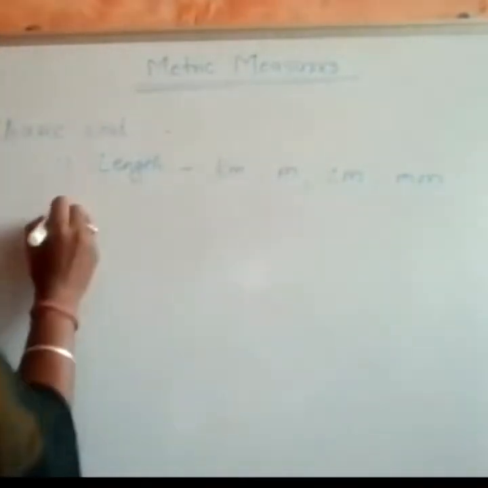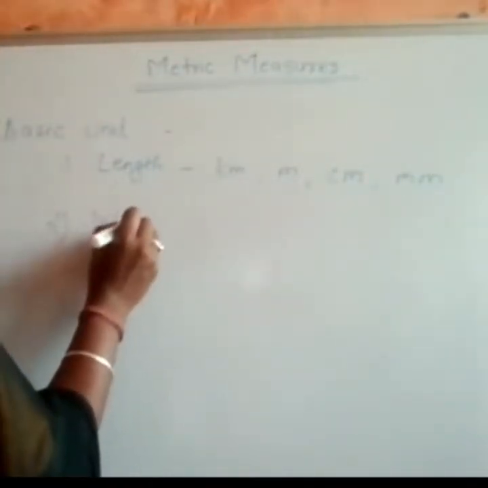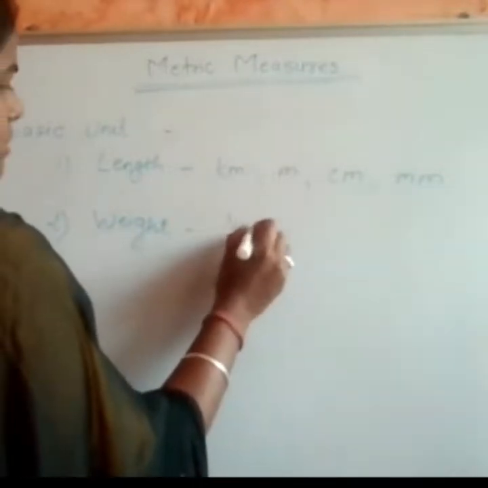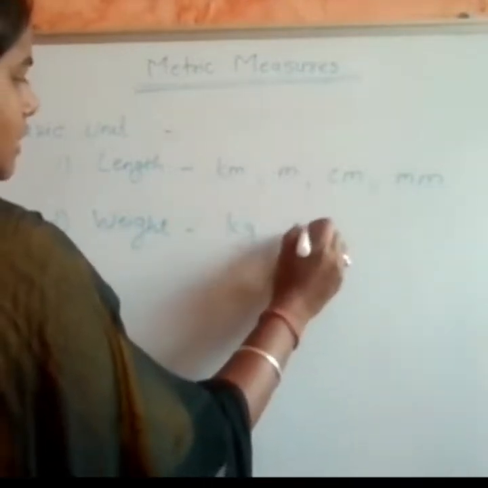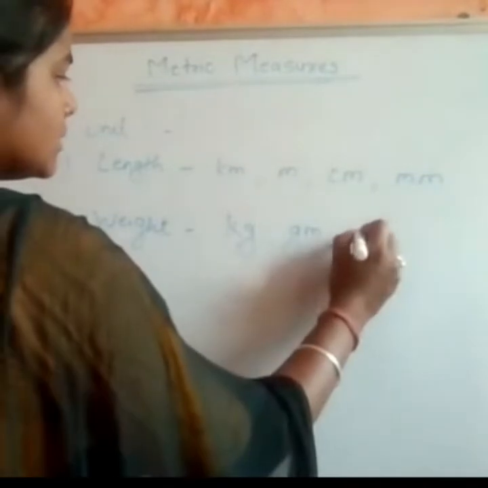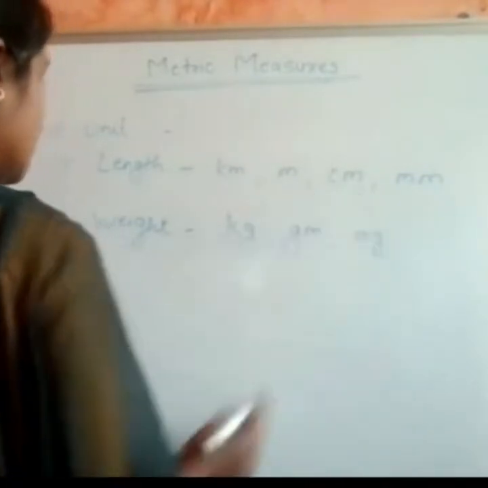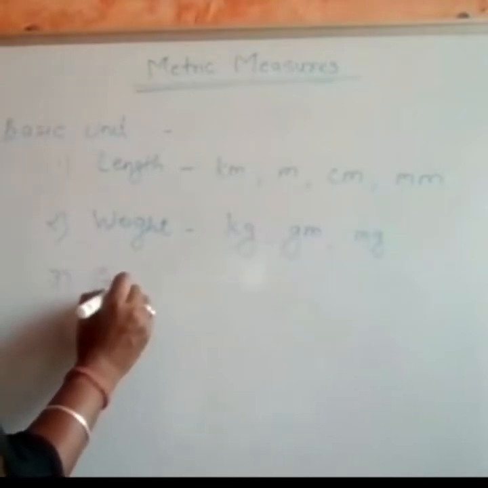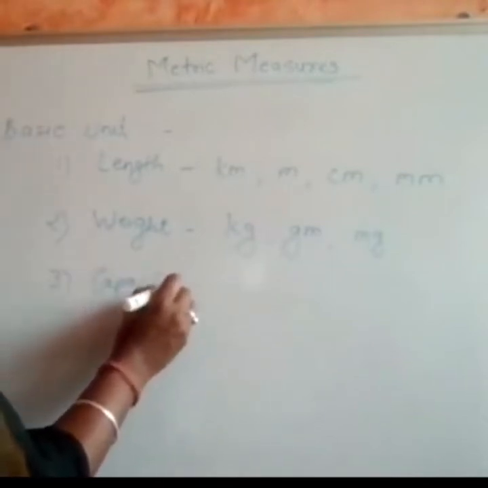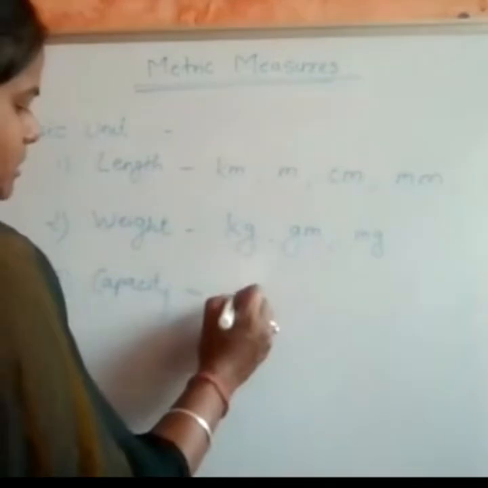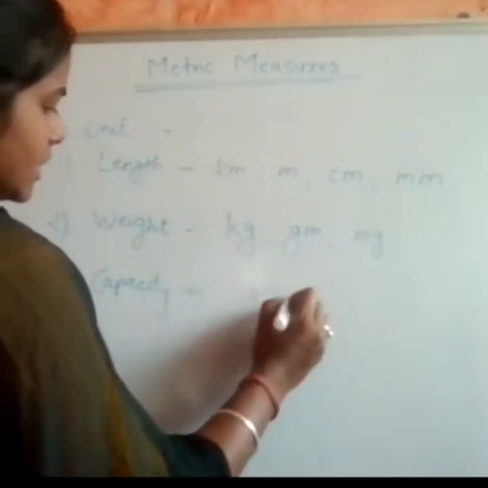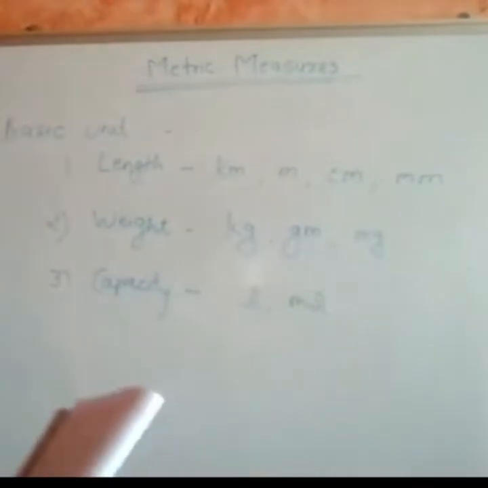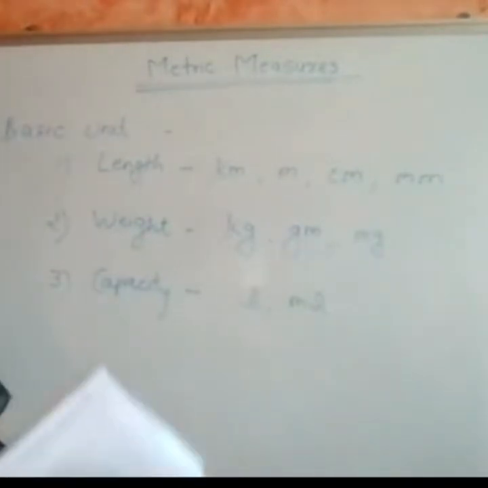For weight, we use kg, gram, and milligram. These are the 3 units we use. And for capacity, we use liter and milliliter. These are the main basic units that we use in our day-to-day life.